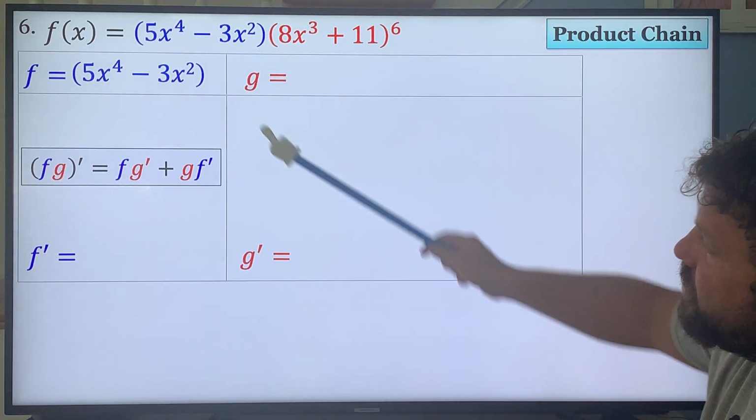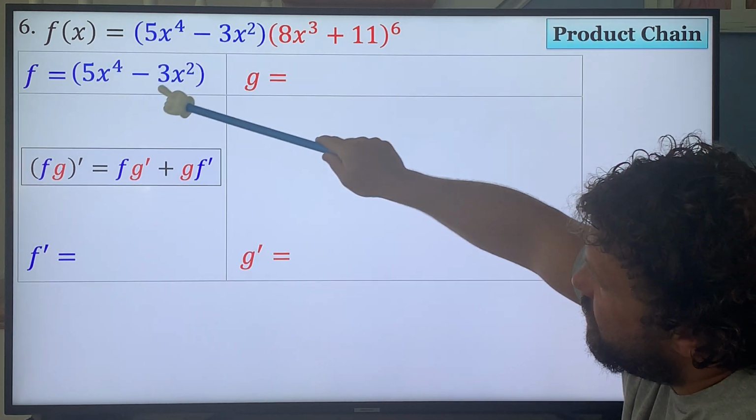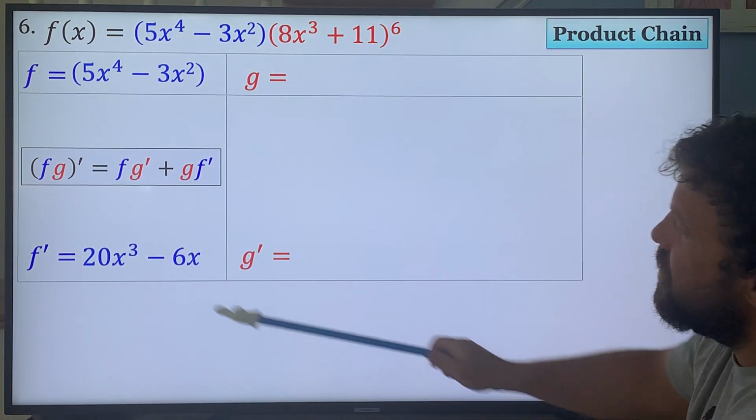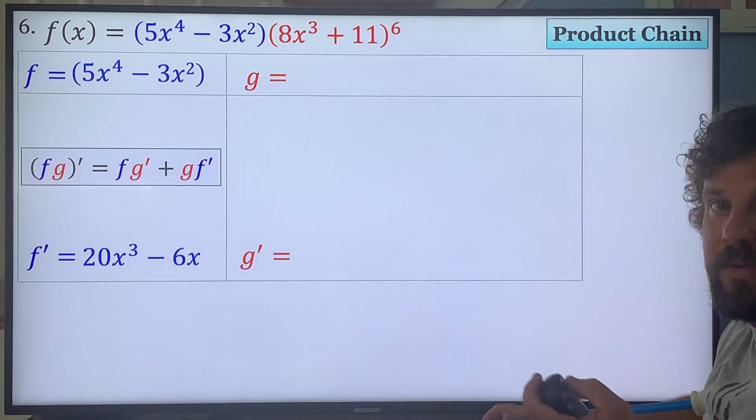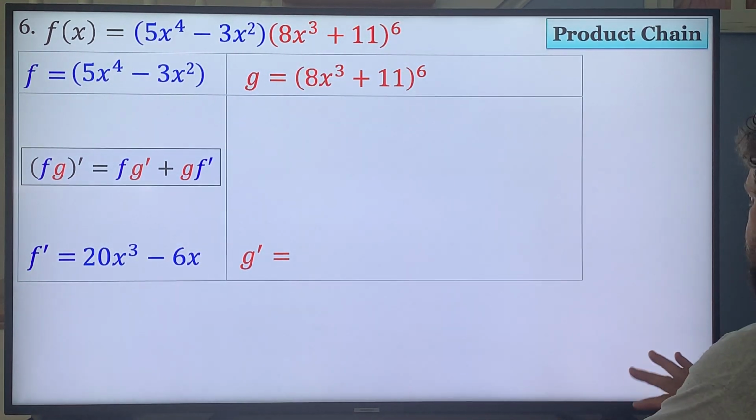Oops, so sorry, I derived this already. 5x to the fourth minus 3x squared, derivative of that, 5 times 4x to the third minus 3 times 2x is 20x cubed minus 6x. Sometimes I forget what order I put this stuff in. And then my g is right here. All right?